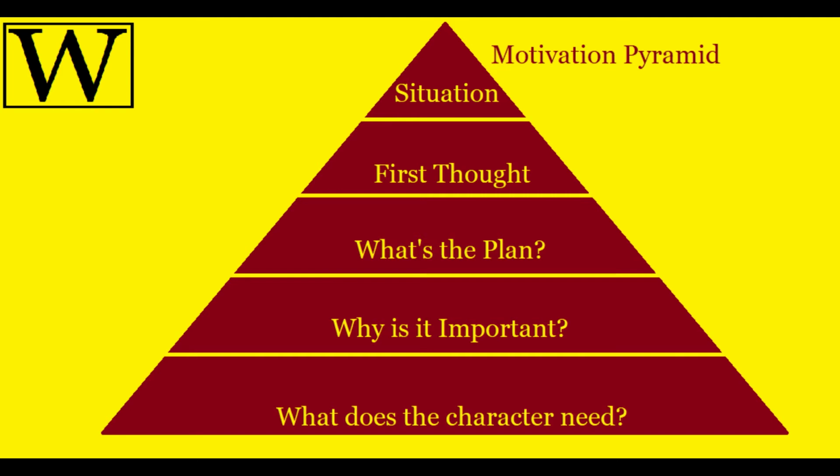Then we have what is the plan for today, so what event is happening or expected, and kind of build up, give some detail. Then why is this important? What event does it link to? Why does it need to happen? And then what does this character need? So what does the character need to get to prepare for it?